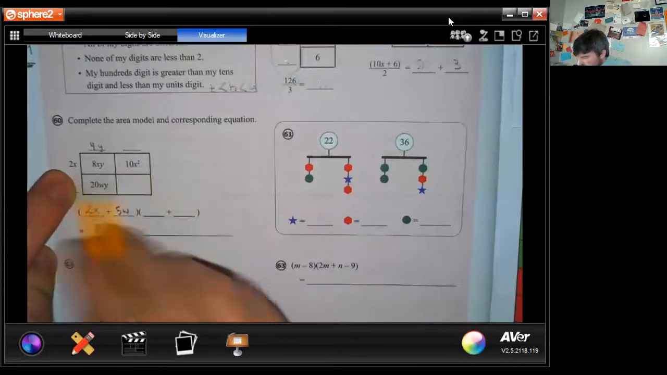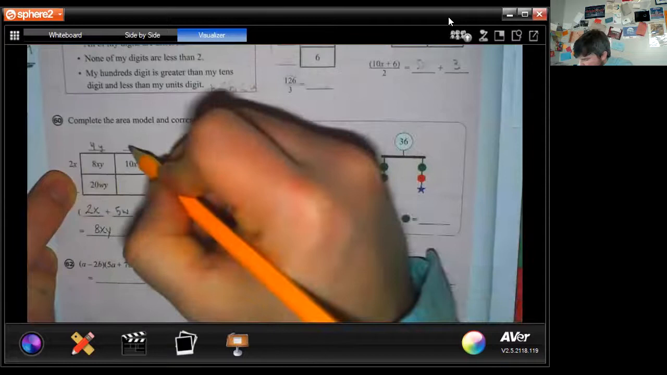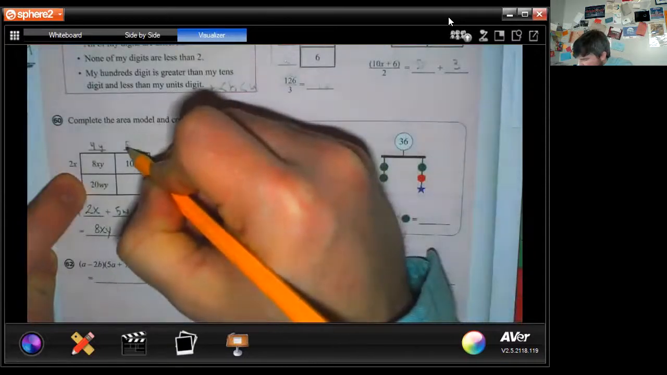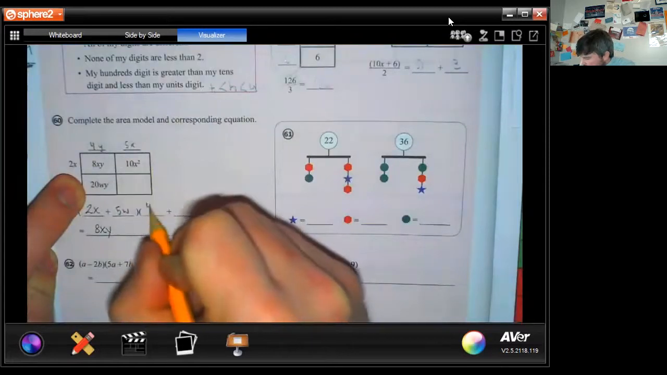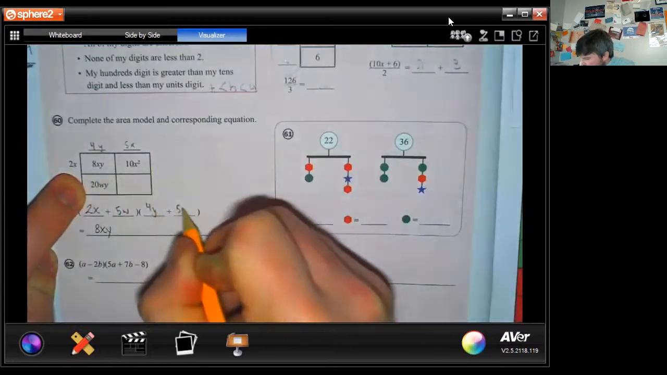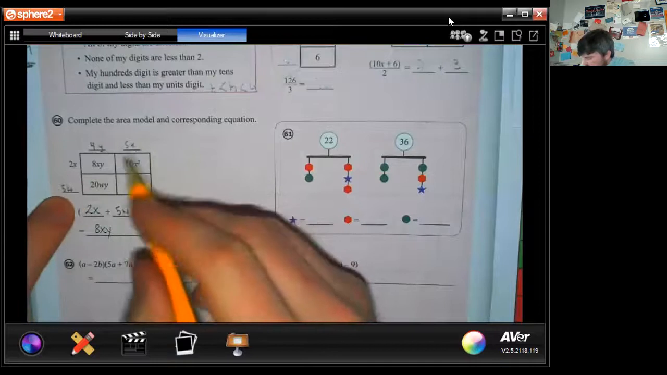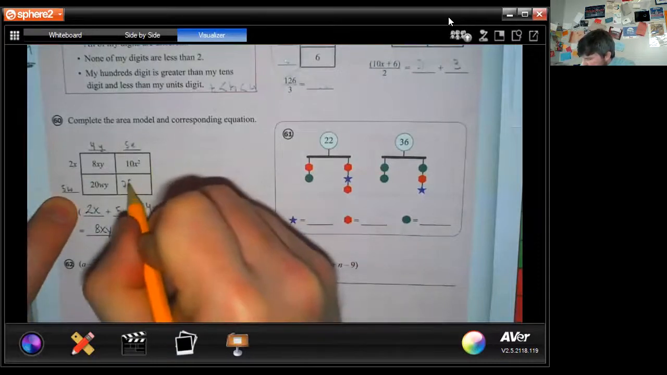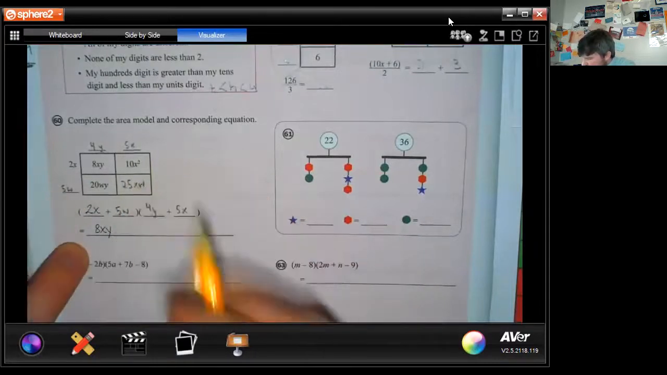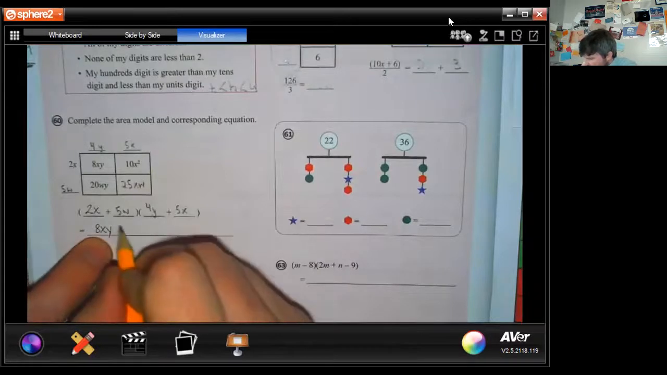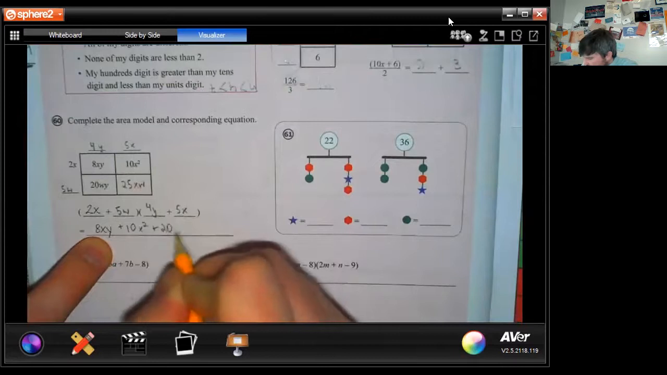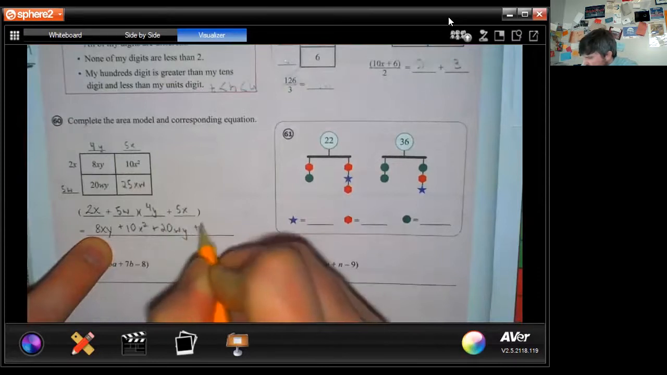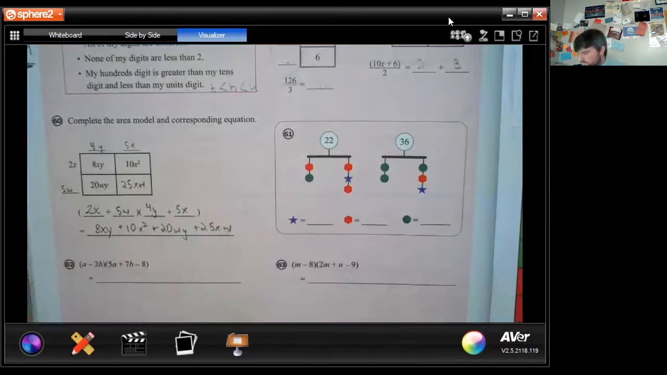And 2x times what is 10x squared? So 2 times 5 is 10. X times x is x squared. So this would be 4y plus 5x. And 5x times 5w would be 25xw. So 8xy plus 10x squared plus 20wy plus 25xw.